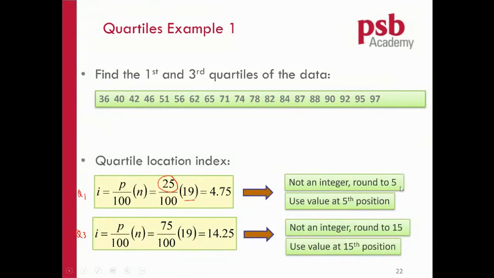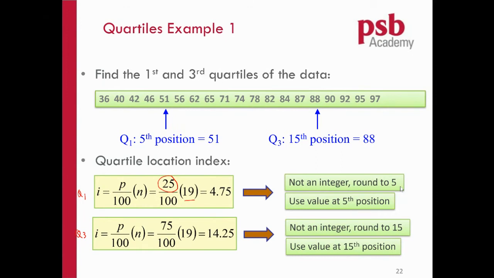So the position of Q1 is the 5th number. What is the value of the 5th number? 51. 51 is Q1. The 5th position is the position of Q1, so the answer is 51. Now you go on to find out the third quartile.